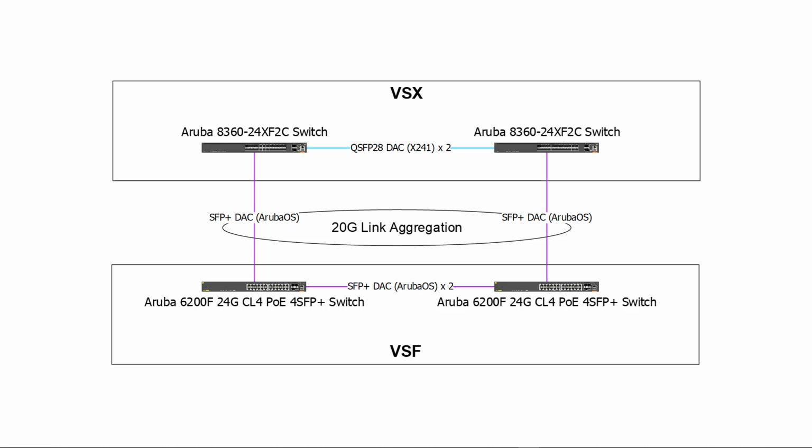A pair of Aruba 8360 CX switches running VSX and providing routing services and link aggregation uplinks to a pair of Aruba 6200 CX switches configured in a VSF stack. All of the switches are already running the latest firmware version and have been reset to factory default settings. To learn how to connect the console port on an Aruba CX switch and update the firmware, please refer to our Aruba 6100 CX Getting Started video.